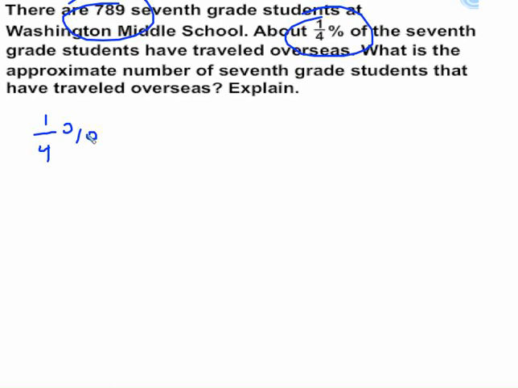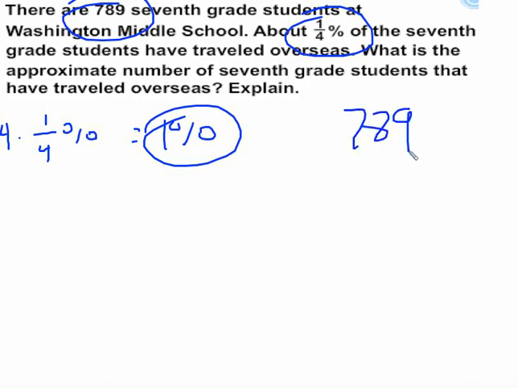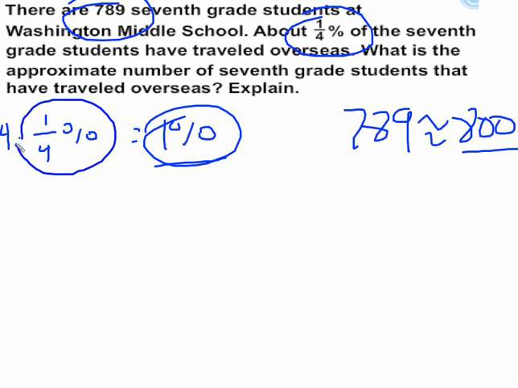I know that 1/4% is not equal to 1%, but I know that 4 times that is equal to 1%. So let's work with 1%. And 789 is approximately 800 students. So I'm going to calculate with this number because those are going to be easy numbers to work with in my mind, but I'm going to need to go back to, well, I was looking for 1/4% when I'm all done.